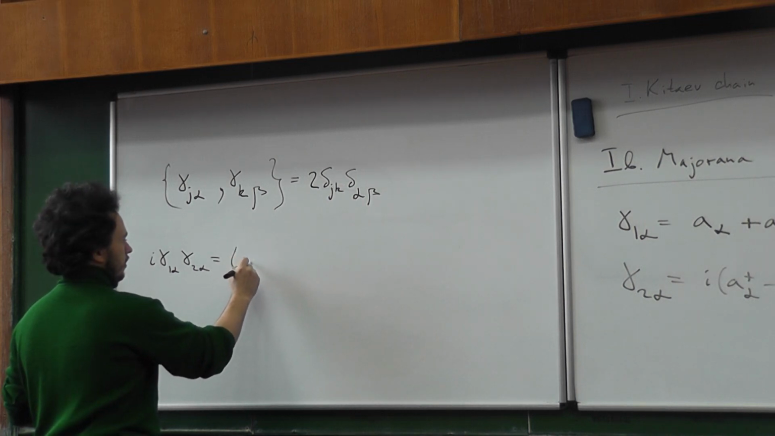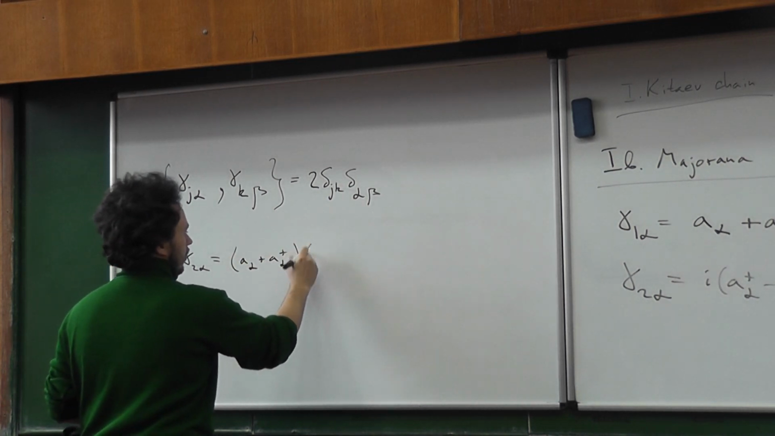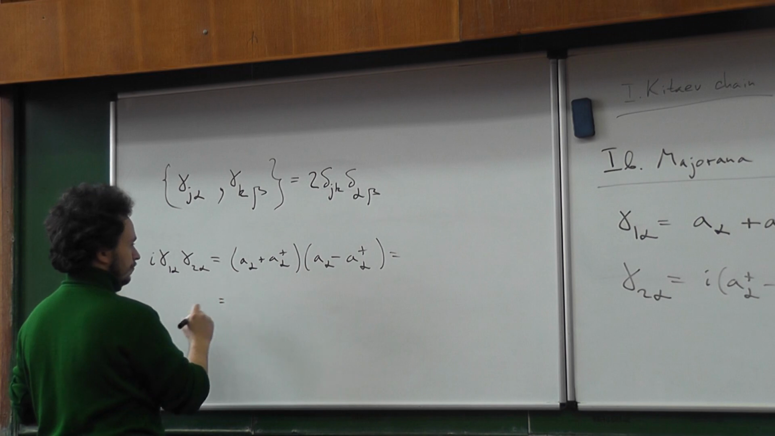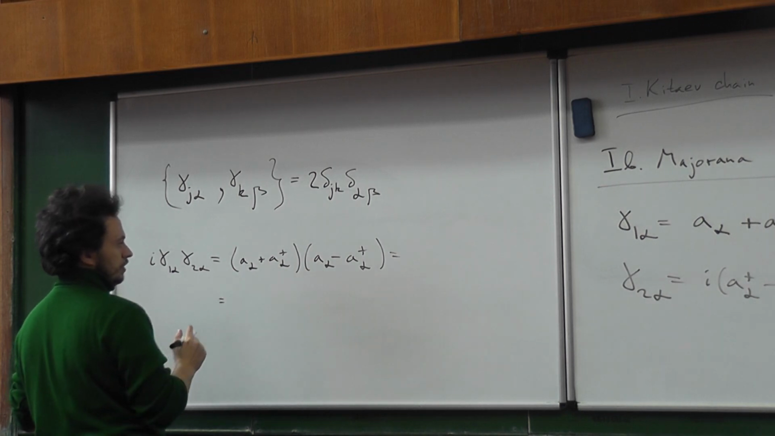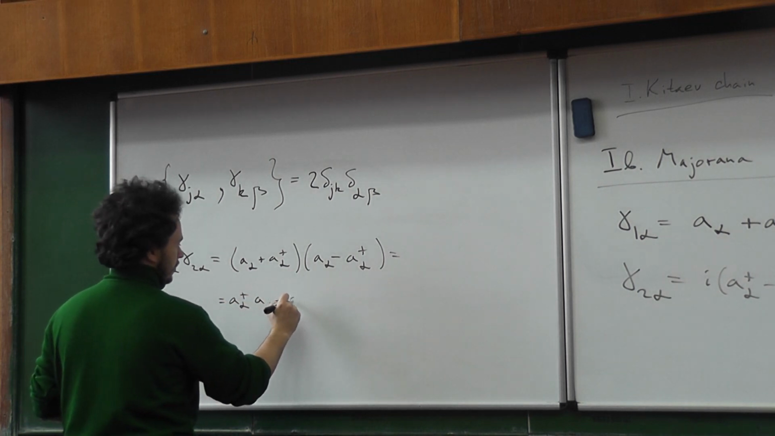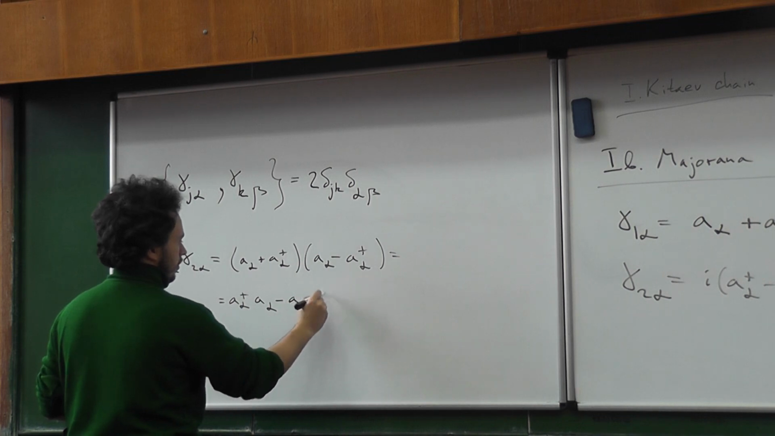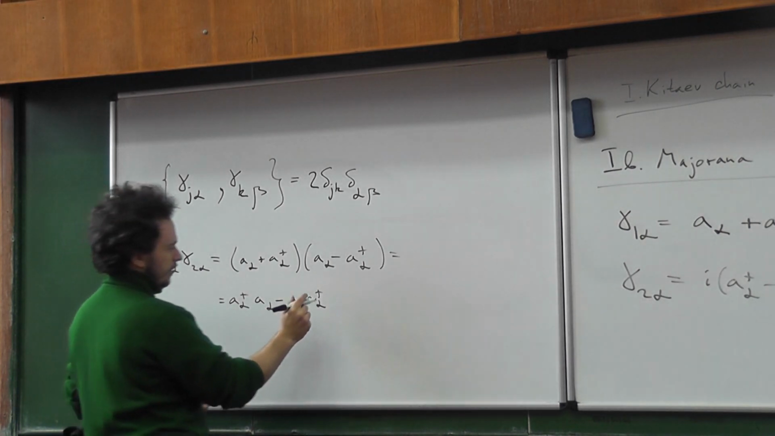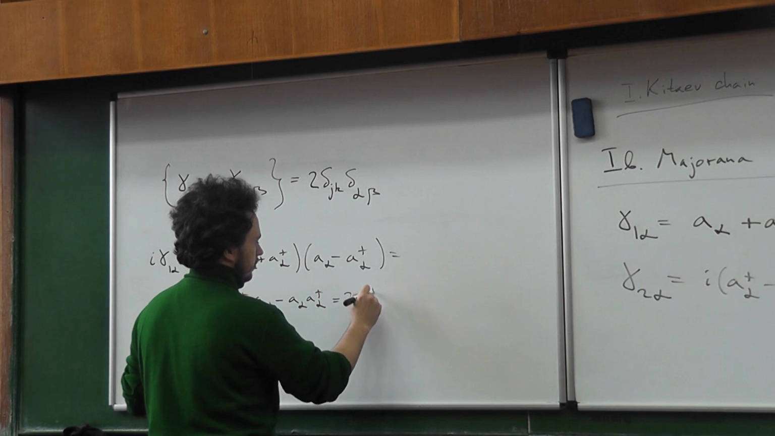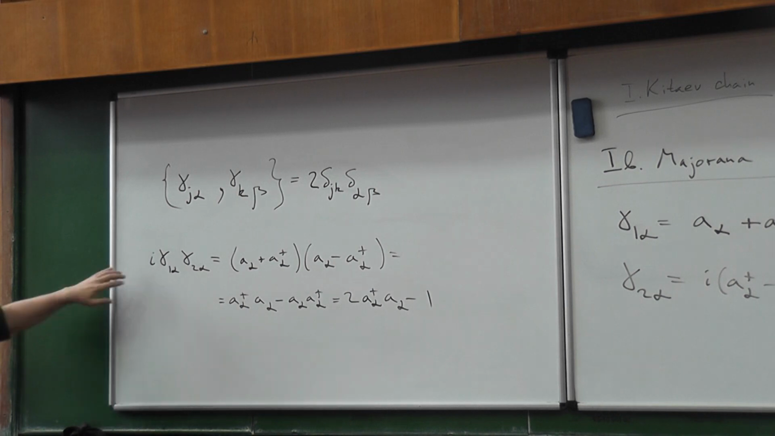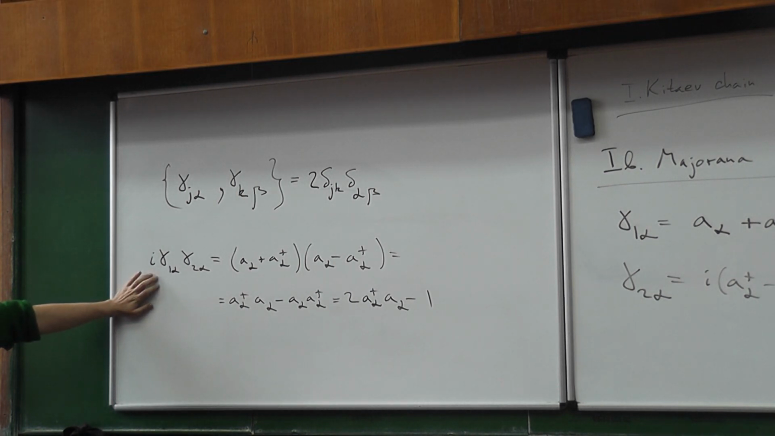So it's equal to (aα + aα†)(aα − aα†). This is equal to aα squared, which is equal to 0. So this is equal to this minus this. I use the anti-commutation relation of aα and aα†, and I arrive at this identity. Which means that essentially this operator measures whether there is a fermion in the state α or whether there is none.